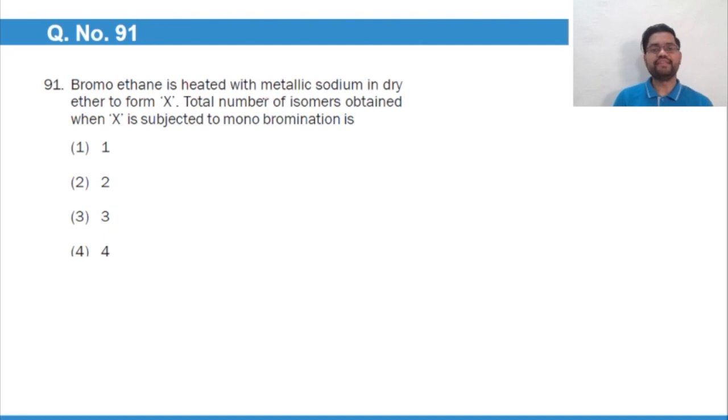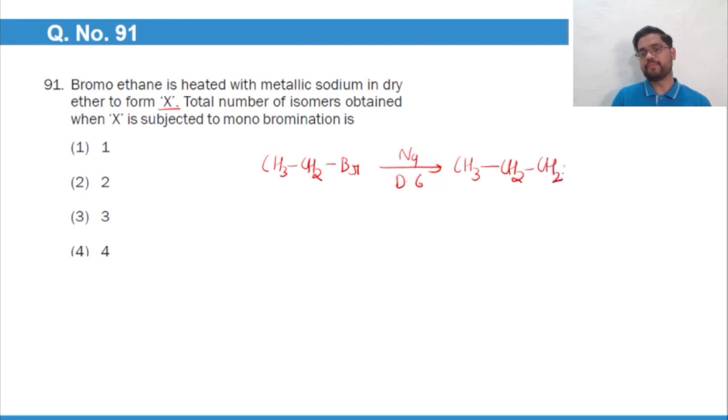Question 91: Bromoethane is heated with metallic sodium in dry ether to form X. Bromoethane is CH3CH2Br in the presence of sodium and dry ether. The total number of isomers obtained when X is subjected to monobromination? So basically you will get CH3CH2CH2CH3, with 1-bromo and 2-bromo. But the moment you add bromine at position 2, it becomes chiral. So there is a positive and a negative isomer, and so the total answer is 3.